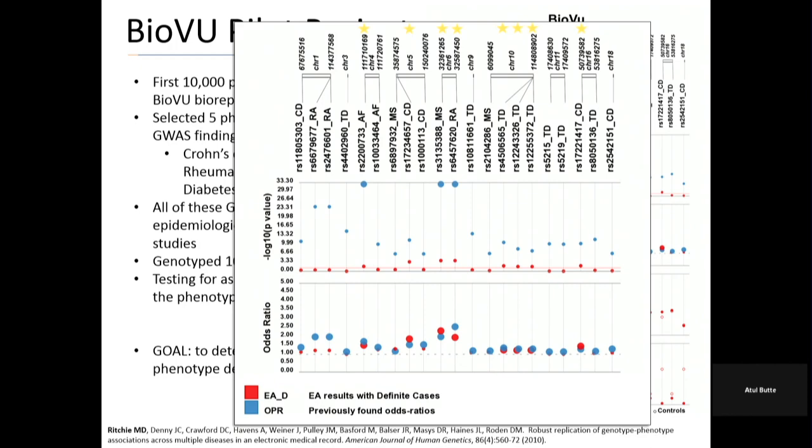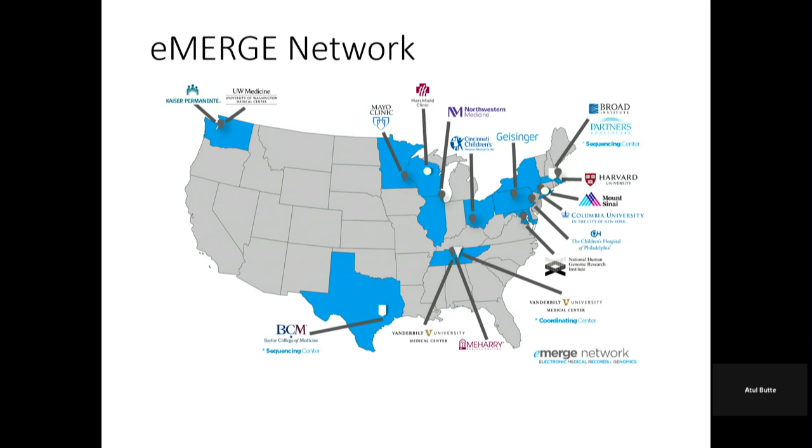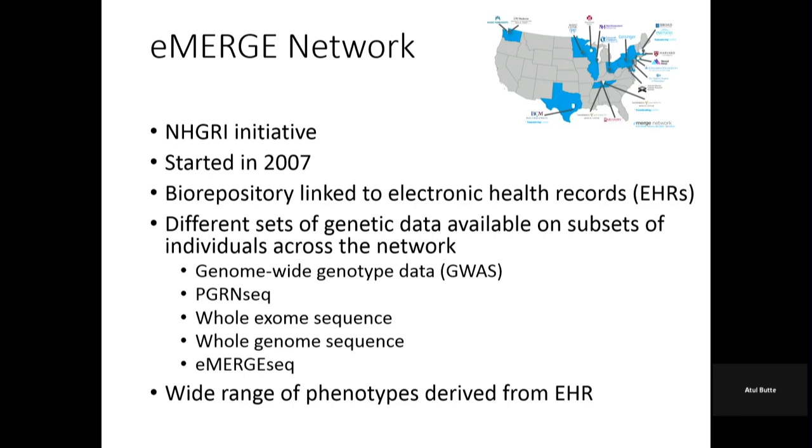So using EHRs in this way has really expanded. And one of the networks that I've been involved with is the eMERGE network, or Electronic Medical Records and Genomics. This is funded by NHGRI. And this map is just showing the locations of the sites for eMERGE across the U.S. So this started back in 2007. We're now in our third round of funding, or our third phase. They are all biorepositories linked to EHRs.